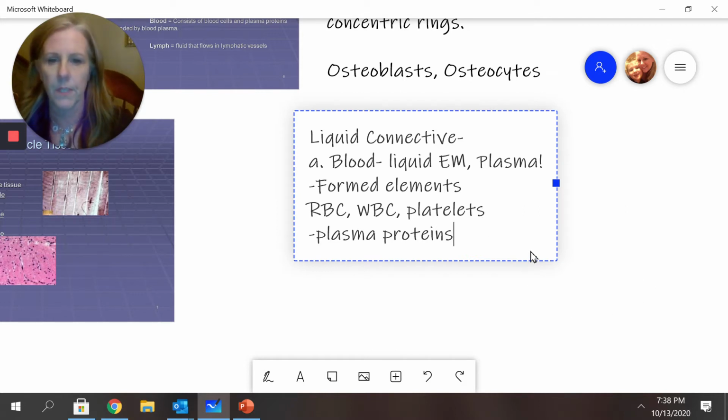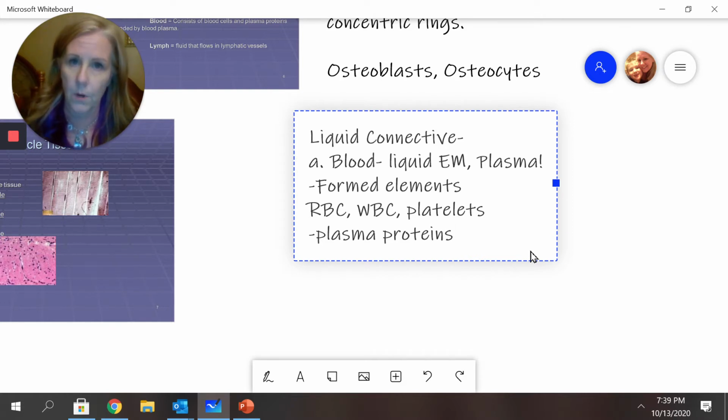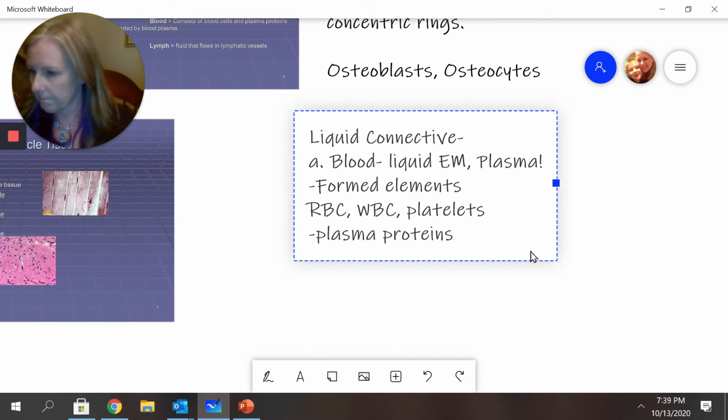So plasma proteins, you already know what plasma is, that's the liquid portion. But if we look in that liquid portion, we're going to find a lot of stuff. And one of the major things that we find there are proteins, so much so that we call them plasma proteins. These have lots of different functions, and many of them are for transport of other molecules in the blood.